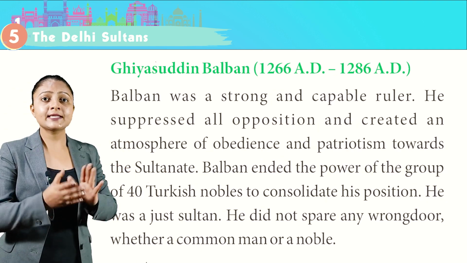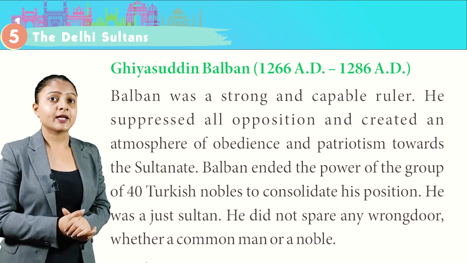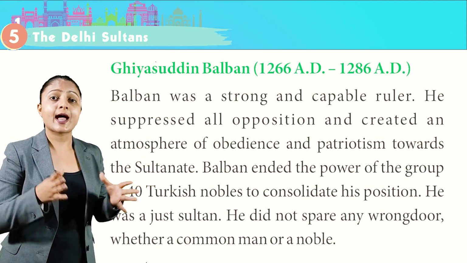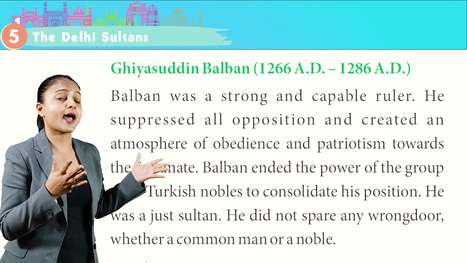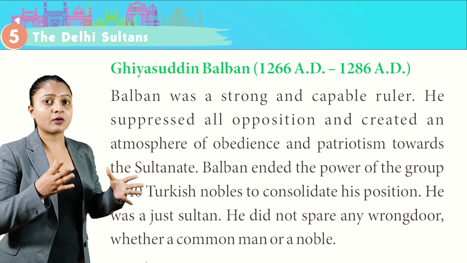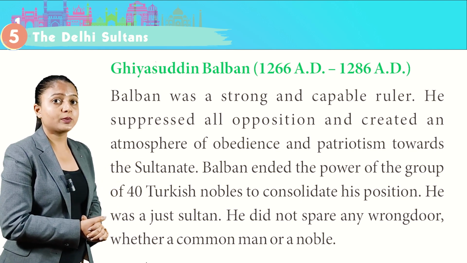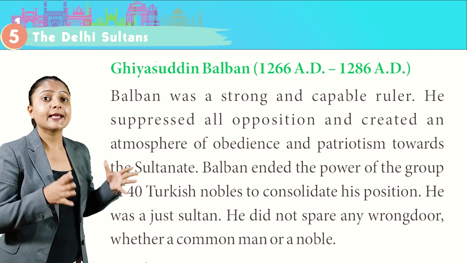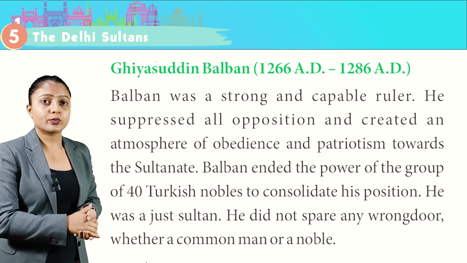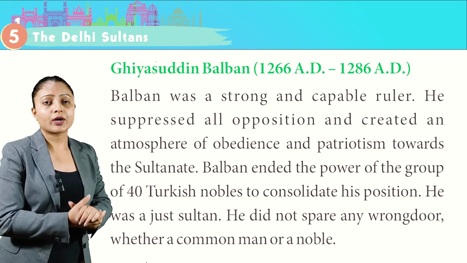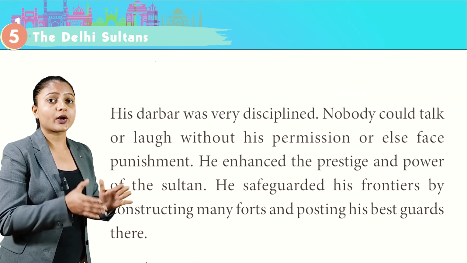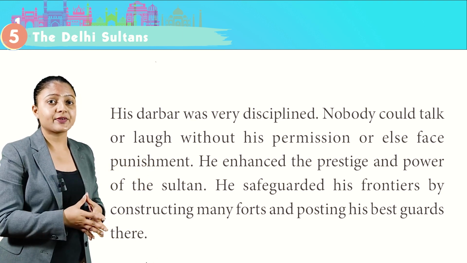Ghiyasuddin Balban, 1266 AD to 1286 AD. Balban was a strong and capable ruler. He suppressed all opposition and created an atmosphere of obedience and patriotism towards the Sultanate. Balban ended the power of the group of 40 Turkish nobles to consolidate his position. He was a just Sultan. He did not spare any wrongdoer, whether a common man or a noble. His darbar was very disciplined. Nobody could talk or laugh without his permission or else face punishment.